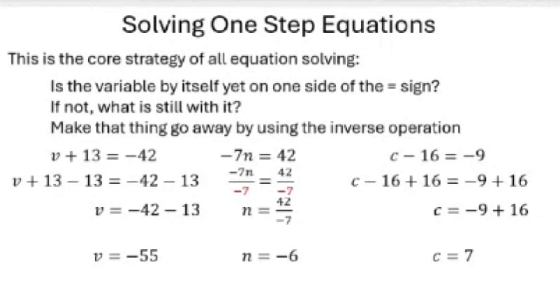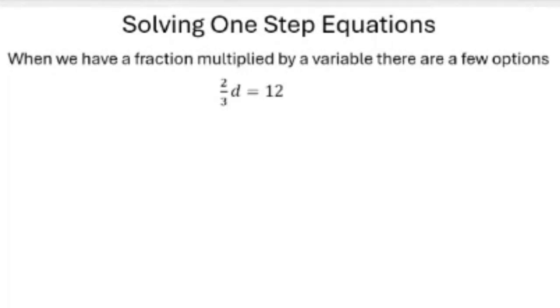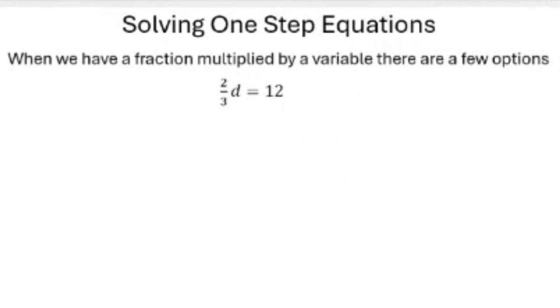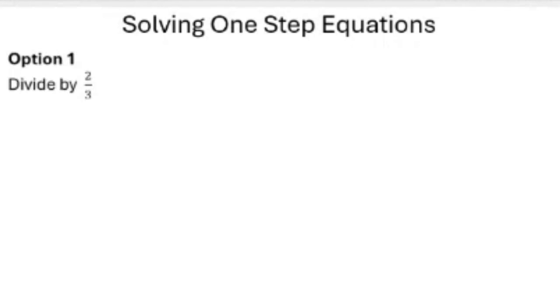Okay, here I think I plan to describe exactly what we just went through. So here, I put the different colors just showing that negative 7 being multiplied doesn't switch signs. When we have a fraction multiplied by the variable, there are a few options for how to do this. So I'm going to show you all three. They all work, but I'm going to suggest that one of them is far, far easier than the others.